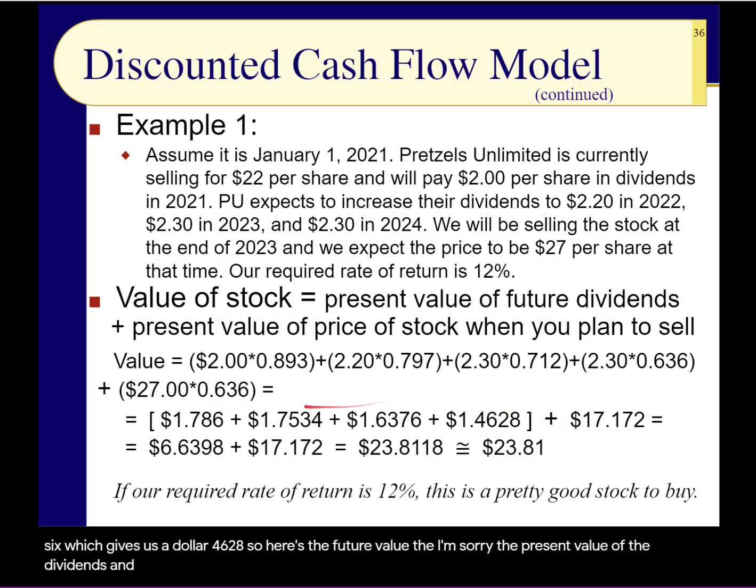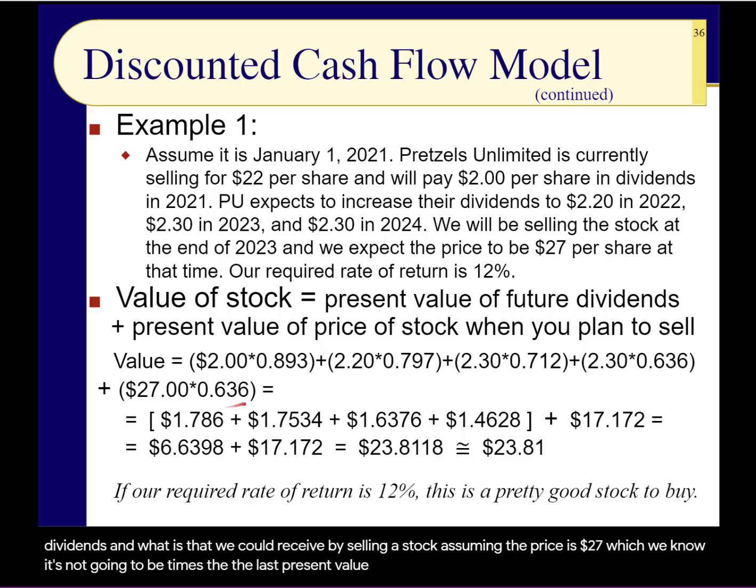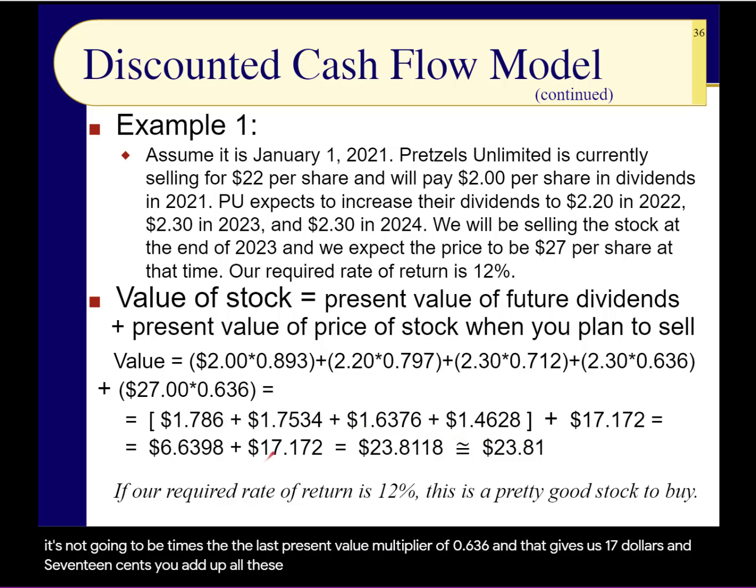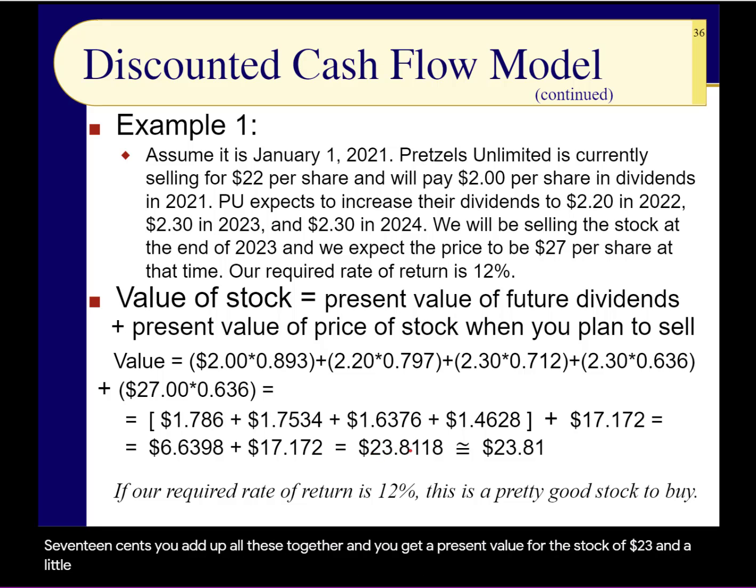And then we're going to take that $27 that we could receive by selling the stock, assuming the price is $27, which we know it's not going to be, times the last present value multiplier of 0.636, and that gives us $17.17. You add all these together, and you get a present value for the stock of $23 and a little over 81 cents.